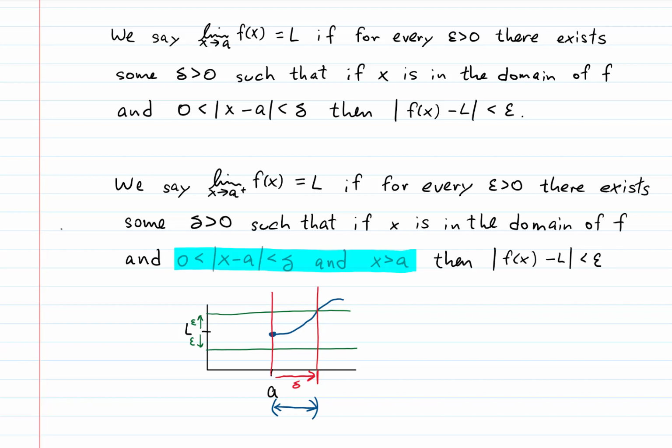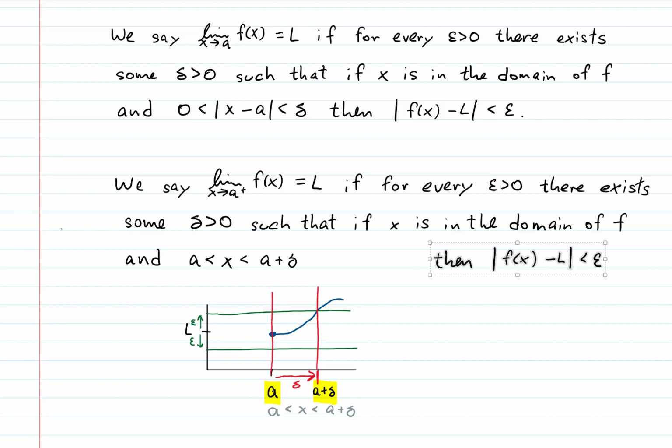Well, isn't a very easy way of saying both of those things to just say this? To just say x is between a and a plus delta, because here's a, and here's a plus delta. So you see, I could do that. I could shorten this by just writing, if x is in the domain of f and x is between a and a plus delta, then the distance between f of x and L is less than epsilon. Okay?